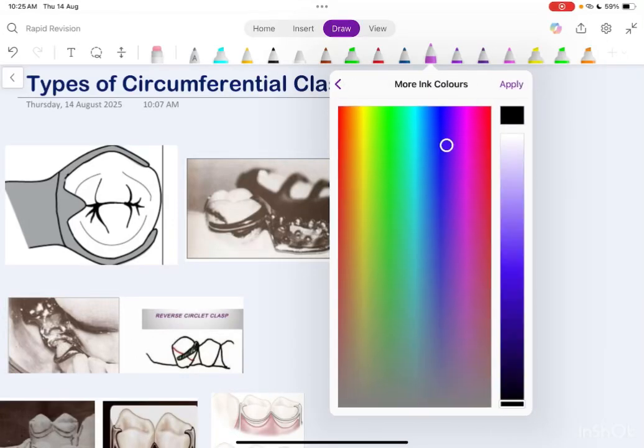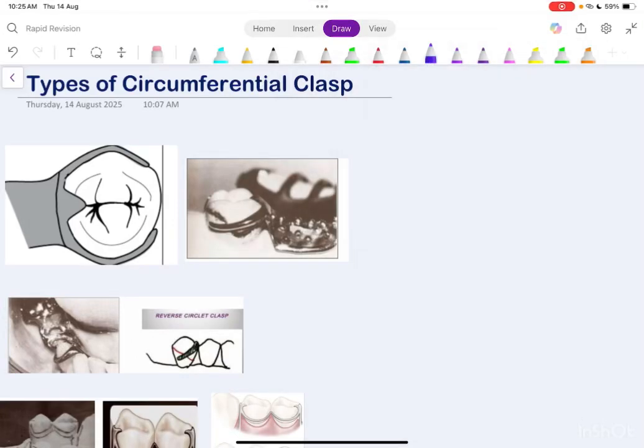In this video, I'll be covering the types of circumferential clasp. So I've added the pictures also so that we get help during the image-based questions. So the first one is a simple circlet clasp.